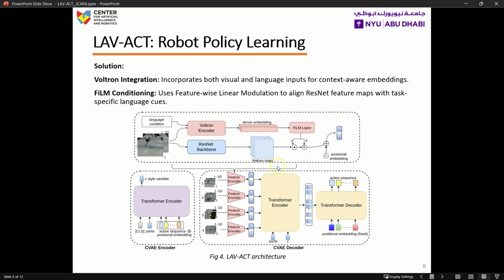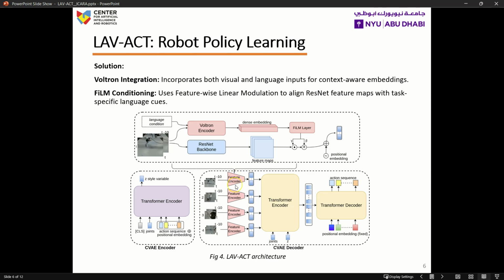To overcome these limitations, we introduced LAV-ACT, an enhanced framework that integrates language-augmented visual processing for more adaptive and precise robotic manipulation. Here is the diagram of our architecture. We keep the original CVAE framework with the encoder-decoder architecture.